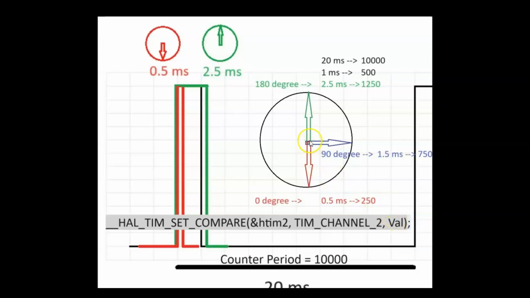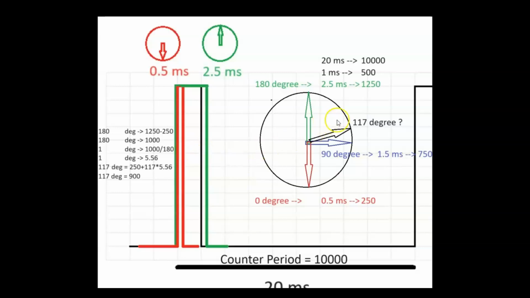Now suppose we have a degree like 117 degrees somewhere here, how do we get it? The way is here, 117 degrees. So 180 degrees is 125. We have to subtract this one, that is 100. So 1 degree, 100 divided by 180, we get 0.556. So for 117 degrees, we need to add this number to 117 multiplied by this. We get 90. Now we open the CubeIDE and do the programming.